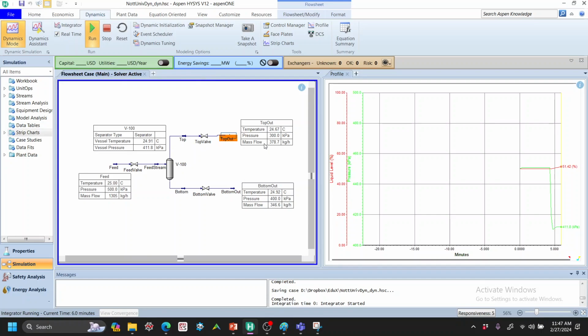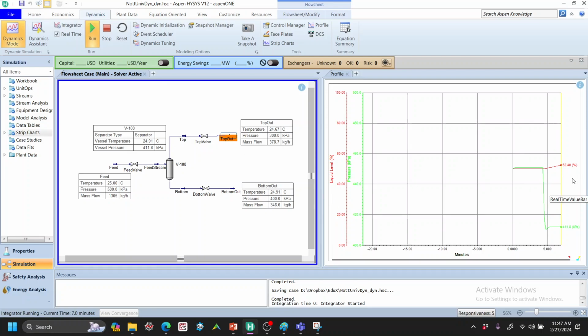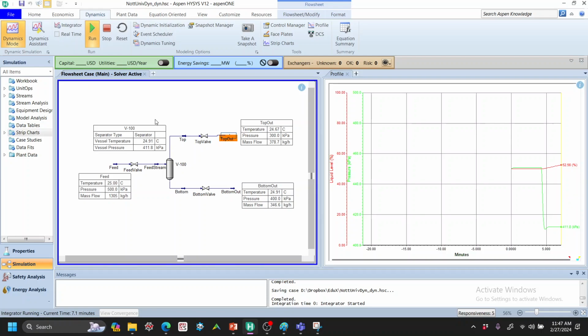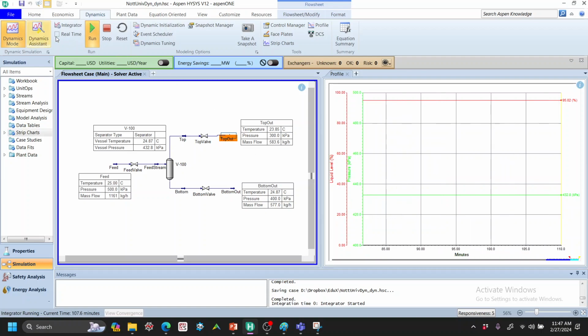You can play around. You can increase this, or you can also say, for example, just let this constant. Say it's still taking. I'll just untick this real time. See that one? You can see, the liquid level goes up, and then it seems to be stabilized now here.